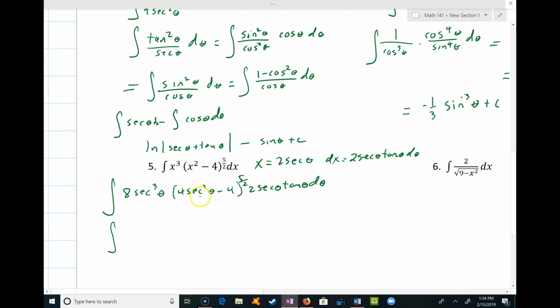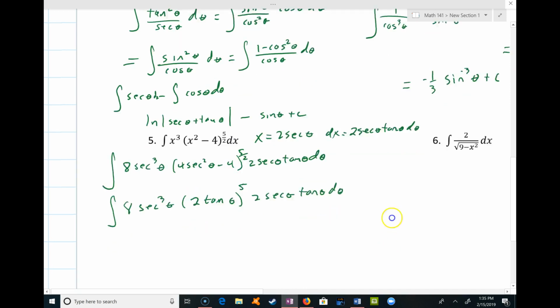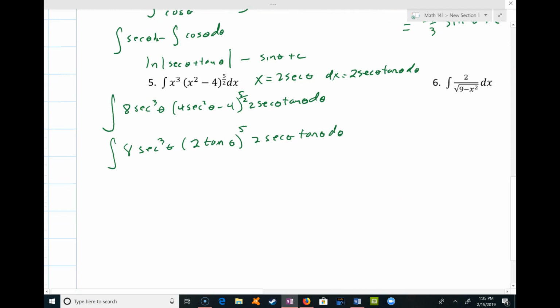Now this 4 secant squared theta minus 4 becomes just a 4 tangent squared. And then, of course, that square root and the square root will cancel out. So this would give me 8 secant cubed theta times 2 tangent theta to the 5th power times 2 secant theta tangent theta d theta. Okay, so let's consolidate everything.